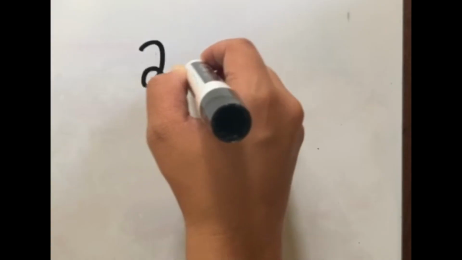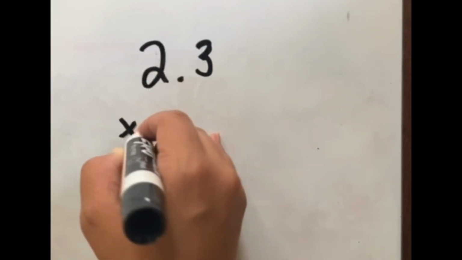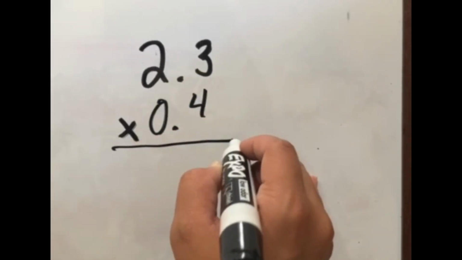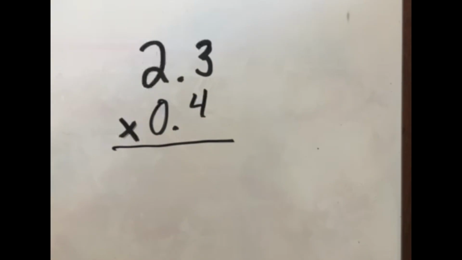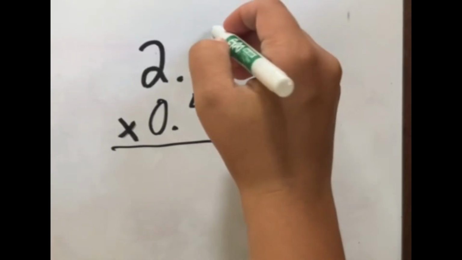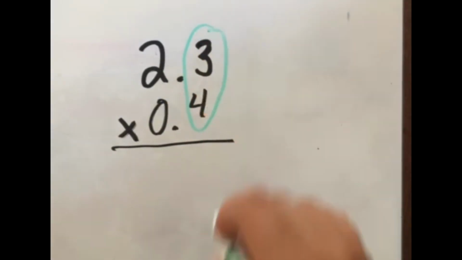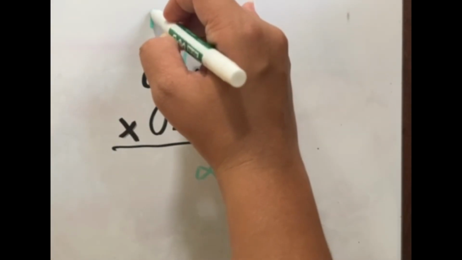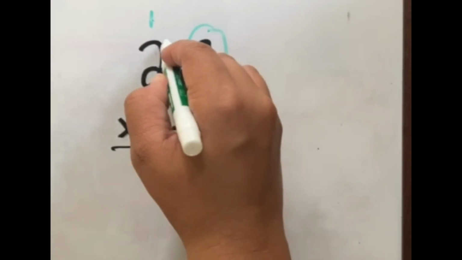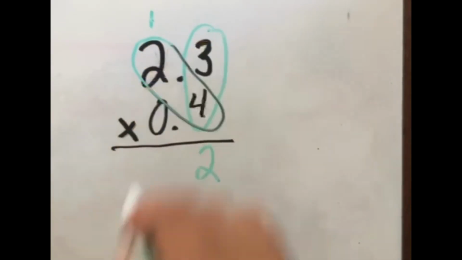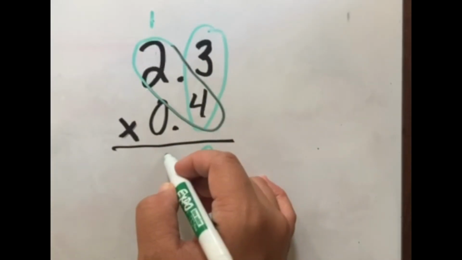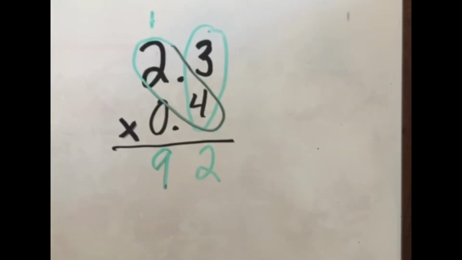Here's our first problem. 2.3 times 0.4. So we're going to treat this just like we would another multiplication problem. 4 times 3, which is 12, so we're going to write 2, carry the 1. Now we're going to tackle 2 times 4, so we're multiplying diagonally, and we're going to add the 1. So 4 times 2 is 8, add the 1, we'll have 9. So that's our first row.